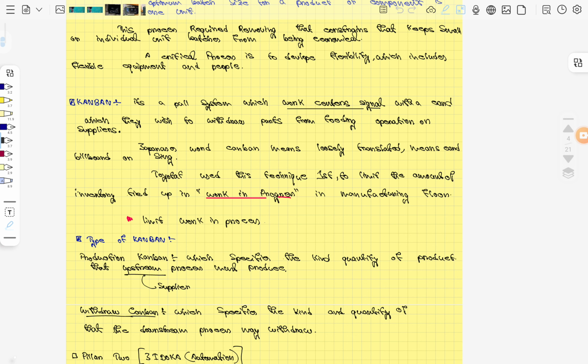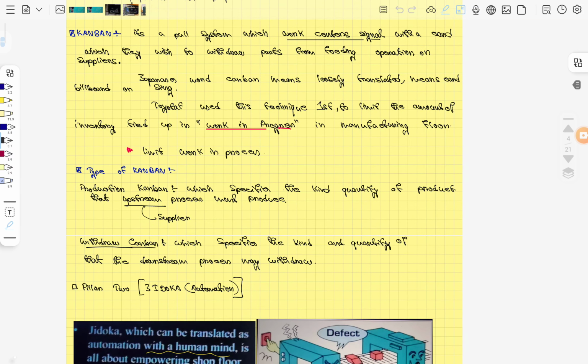The Japanese word Kanban loosely translated means billboard or sign. Toyota used the technique first to limit the amount of inventory tied up. So who used it first? That is Toyota. Work in progress on the manufacturing shop floor, that is the limit of work in process. Then types of Kanban: there is a production Kanban, in which a specific kind and quantity of product must be produced by the process. Withdrawal Kanban is one in which a specific kind and quantity of product may be withdrawn by the downstream process.